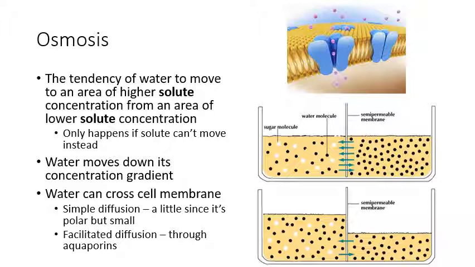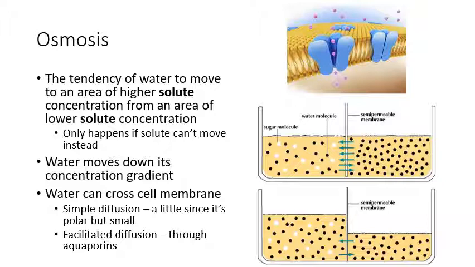So water is able to cross the cell membrane in a couple of different ways. It can cross by simple diffusion and by facilitated diffusion. It can cross only a little bit by simple diffusion. It is very small, which lets it get across, but on the other hand it is very polar, and that makes it hard for it to cross. So water can cross the cell membrane by simple diffusion, but it just doesn't do it very quickly. It just does it kind of slow.